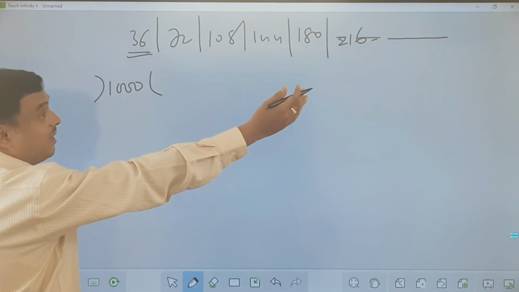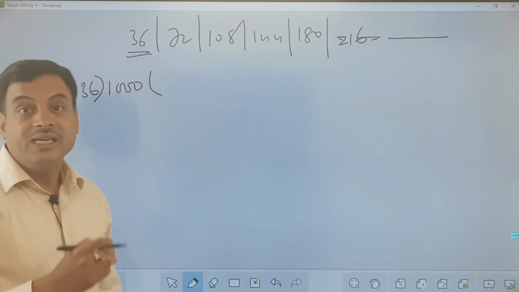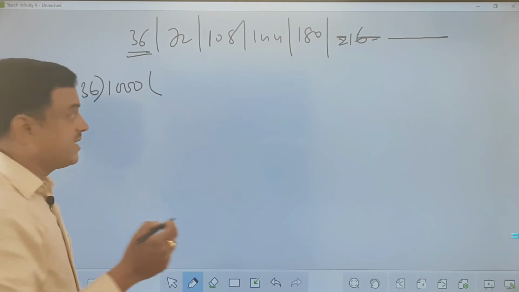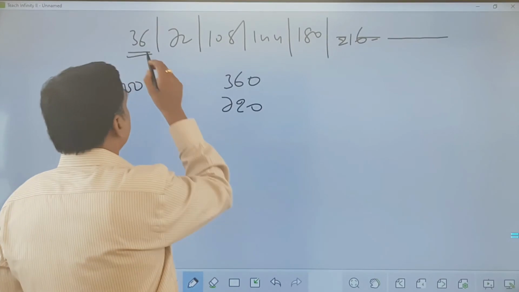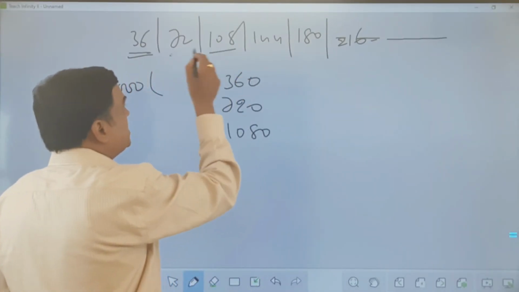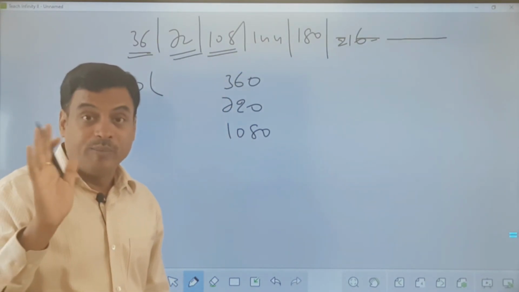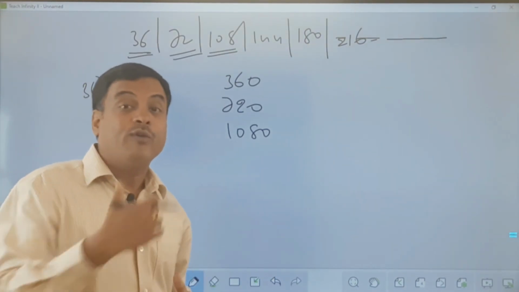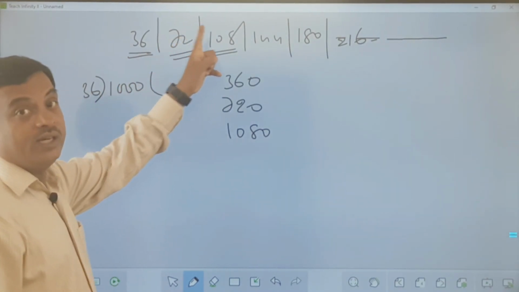I know that the number I am looking for, near 1000, has to be a multiple of 36. So I'll see which multiple of 36 it will be. 36 into 10, 36 into 20, 36 into 30 will be 1080. Please use the same numbers which are there. Don't involve much calculation, please. Every time, mathematics is more of logic. 36 into 10 is 360, into 20 is 720, into 30 is 1080.